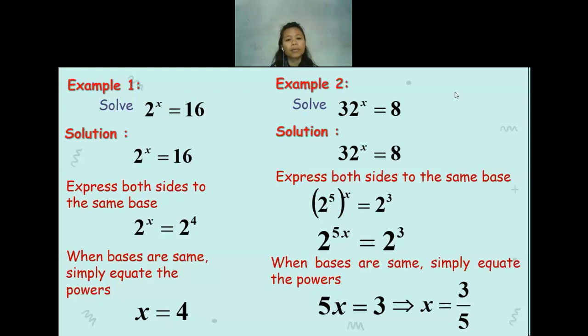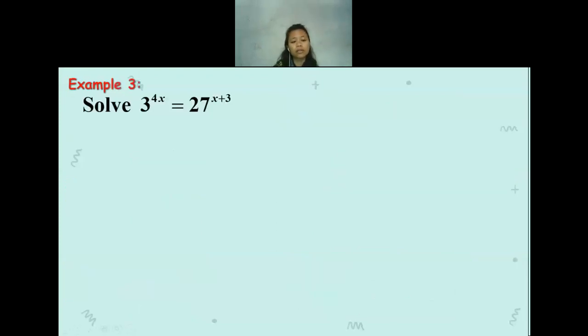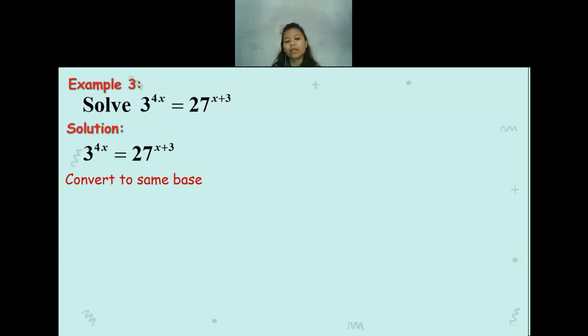If no question, I will move to the third example. I think I prepared like 4 examples. Third example. Here we have another question, which is 3 to the power of 4x is equal to 27 to the power of x plus 3. Same rule. We always have to make the base the same. So 27, we can make it into 3 to the power of something. 27 is 3 to the power of 3. That's why we can change the 27 into 3 to the power of 3.